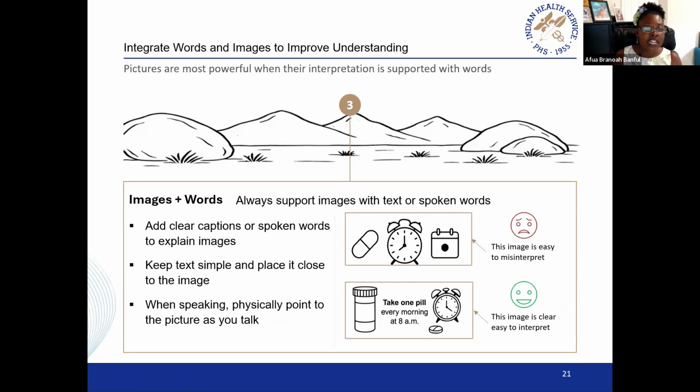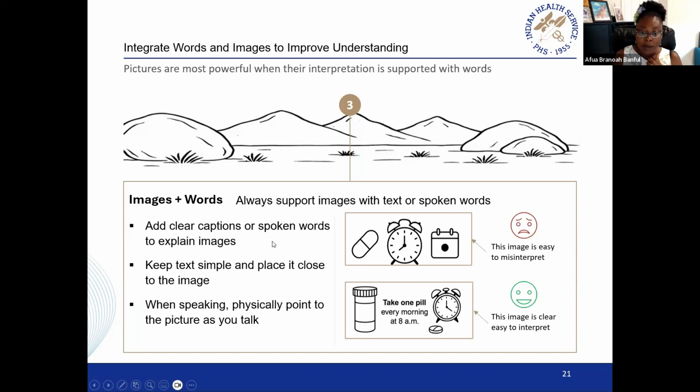All right. Now the next guide is integrate words and images. So this is sounding very prescriptive, but I'm translating what the research has said, and I'm trying to get it to be succinct messages that you remember. But just always think images plus words. We know just words is problematic, but it's also not enough to have just images. You need clear captions or spoken words to explain the image, right? And you need the text to be simple, close to the image. If you are physically speaking, you point to the image that you're talking about, right?